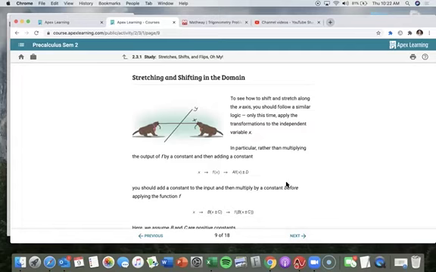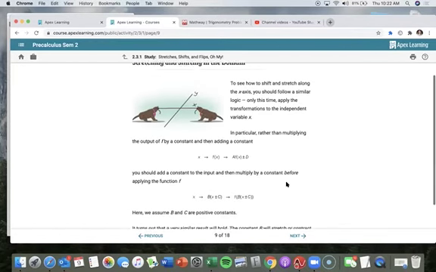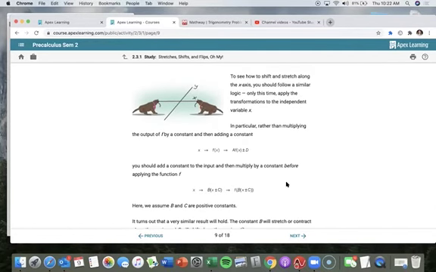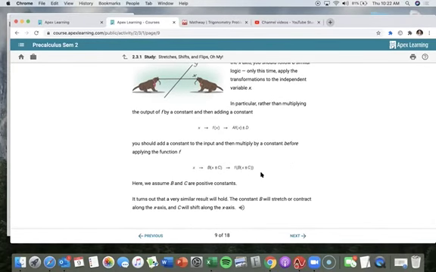Is stretching and shifting in the domain. So looking at our domain values, our x values here, we have 2 ways that we can really modify x.